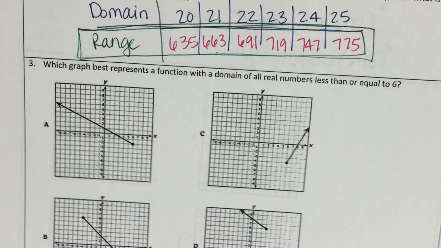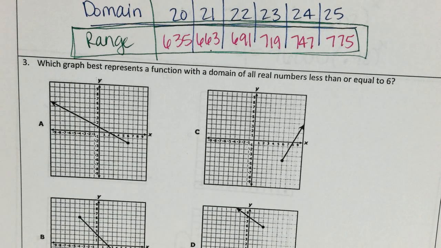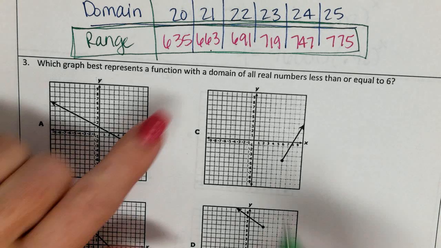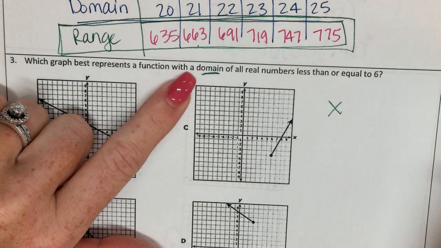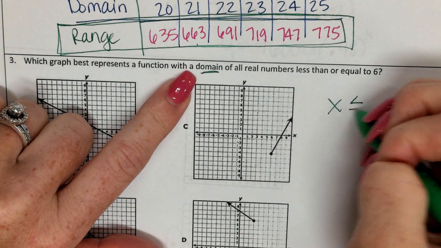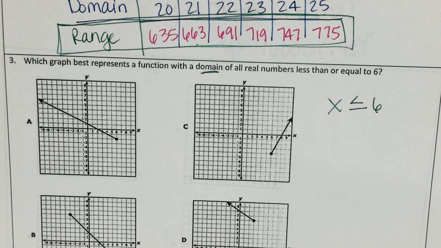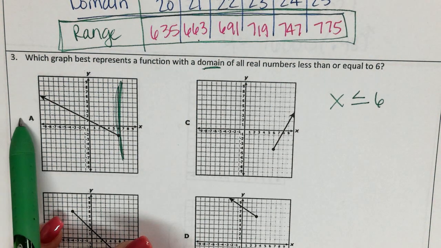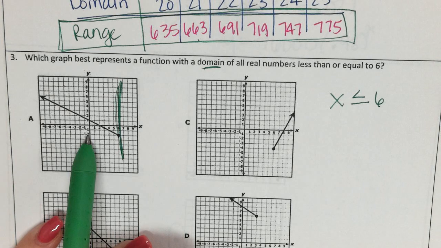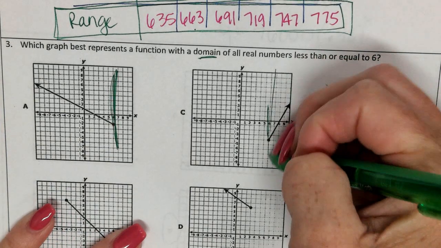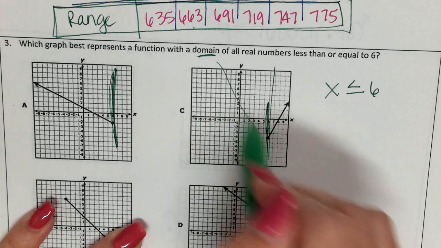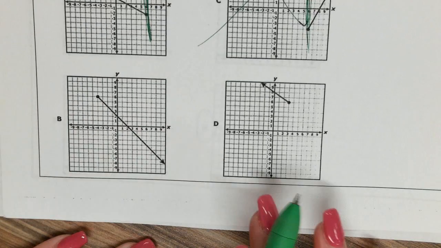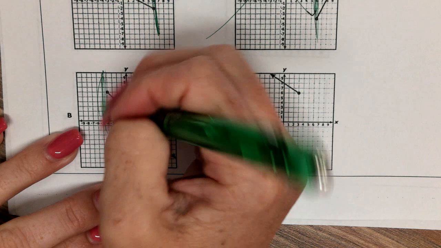Which graph best represents a function with a domain of all real numbers less than or equal to 6? So domain, I'm going to write that. The domain is x less than or equal to 6. So that means on the x-axis, I'm only looking from here, is it less than or equal to 6 on A? Yes. Let's look at C. Is this less than or equal to 6, meaning going to the left? Nope, that's greater than or equal to 6. For B, that didn't have anything to do with 6.